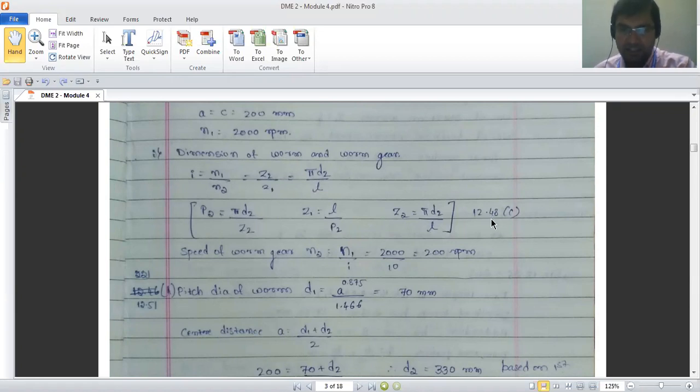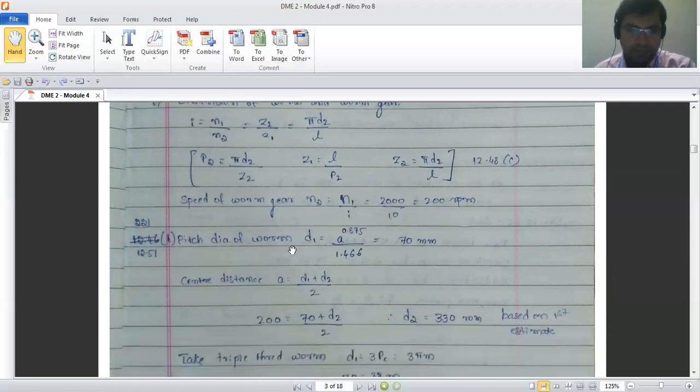So these equations are available in the data handbook, equation number 12.48C. The speed of the worm gear N2 is equal to 200 rpm. The pitch diameter of the worm D1 can be estimated by referring to the data handbook, page number 221, equation number 12.51. D1 equals A to the power of 0.875 divided by 1.466.